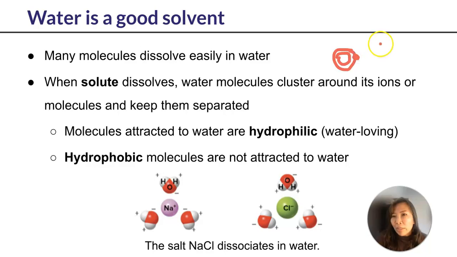And with chlorine, if you recall, it was sad because it didn't have a full valence electron shell. So when sodium donated its electron to the chlorine atom, it was happy because now it had a full valence electron shell.